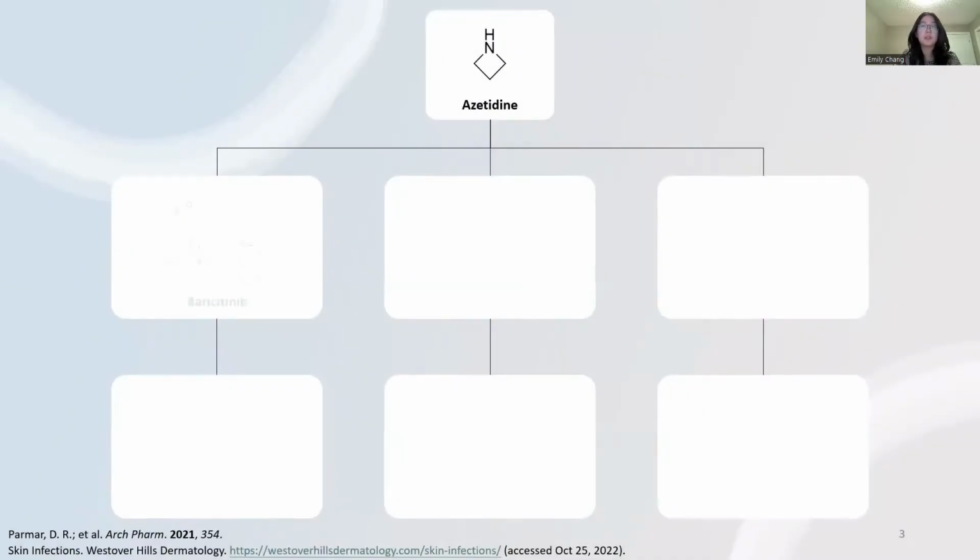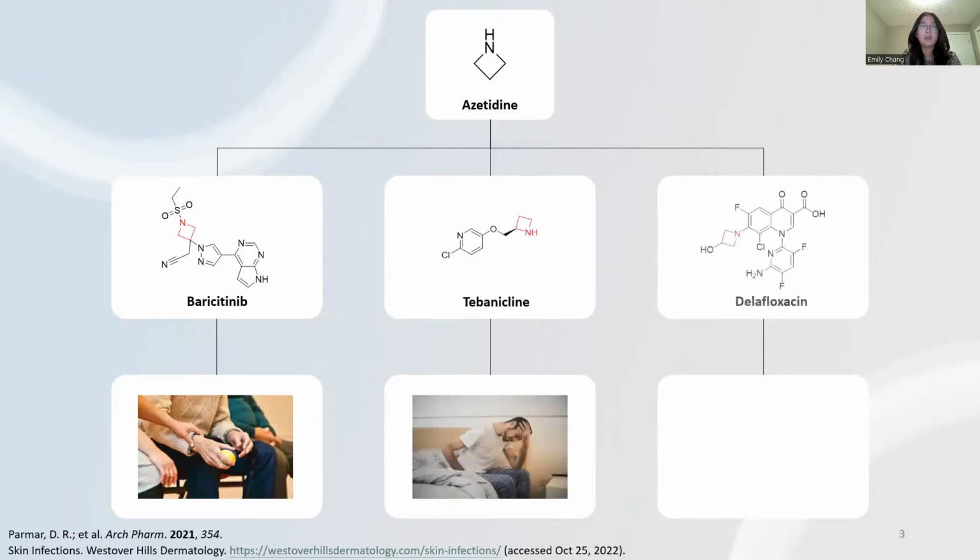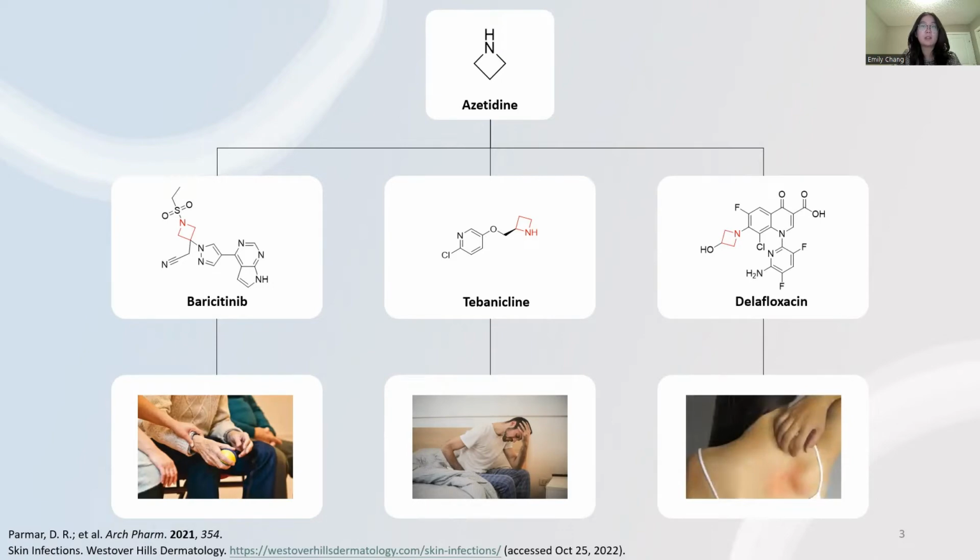We have baricitinib, which is a treatment for rheumatoid arthritis. We also have varenicline, which is an analgesic for acute and chronic pain. And we have delafloxacin, which is an antibiotic drug that treats bacterial skin infections. There are many more examples that have azetidine in them.